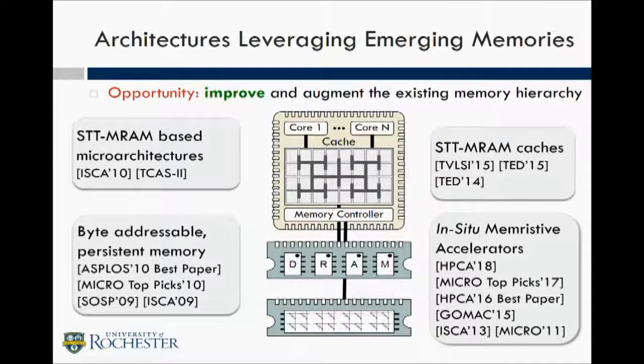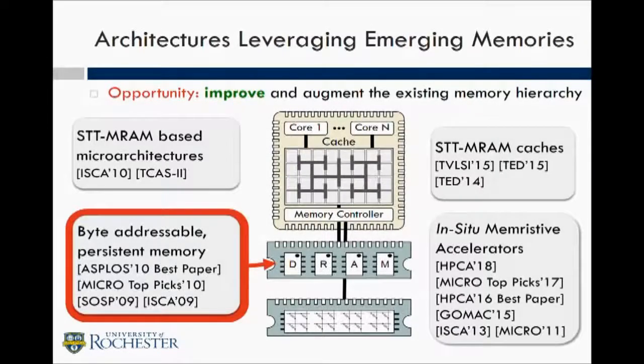So, for example, you can imagine replacing your DRAM with byte addressable persistent memory, which then blurs the distinction between storage and memory and results in much faster I/O performance than is otherwise available on today's devices.